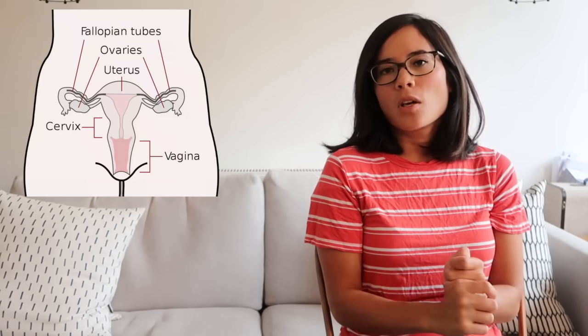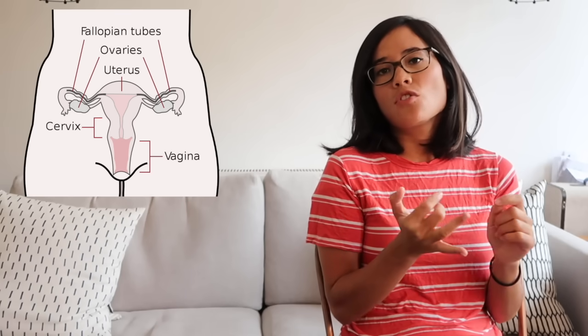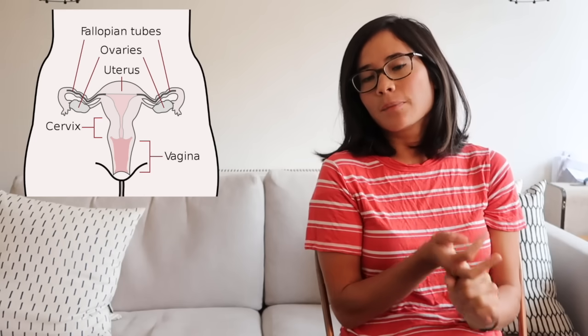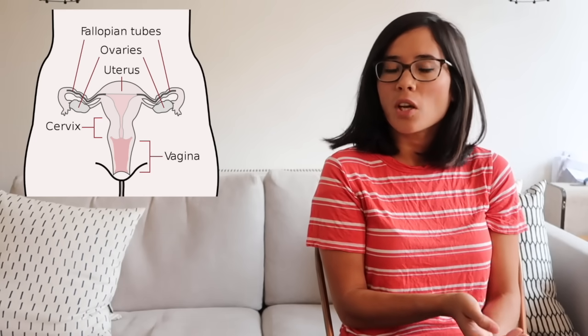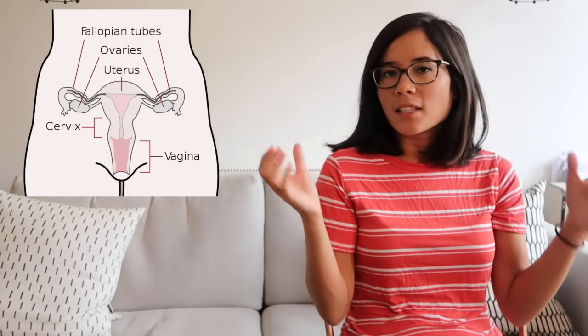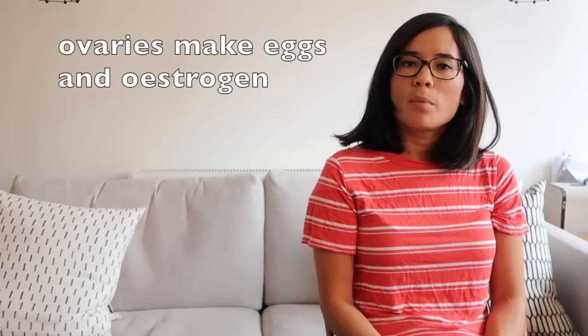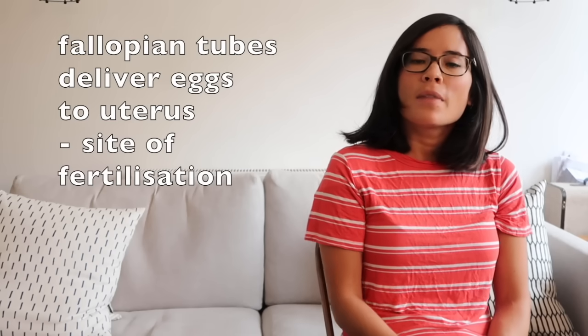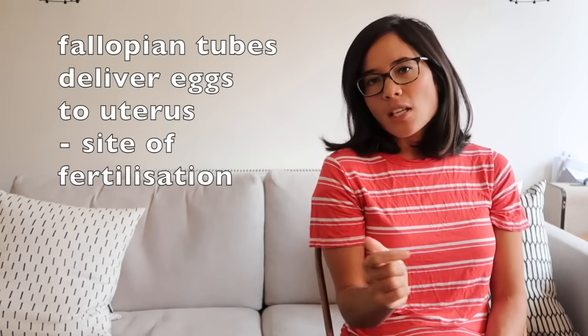So let's start with the female reproductive system. So starting from the beginning, you've got the vagina, the entrance to the uterus is the cervix, and then branching off the uterus you've got the fallopian tubes or the oviducts, lastly ending in the ovaries. So what is the role of the ovaries? Well, it's to manufacture eggs. The role of the fallopian tube is to deliver eggs to its entrance, so that's where fertilization takes place.